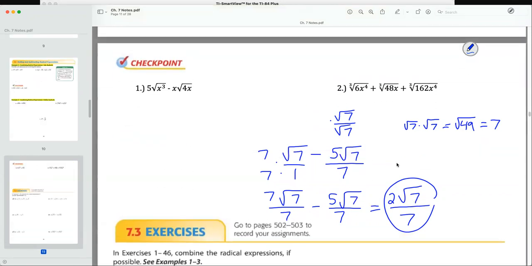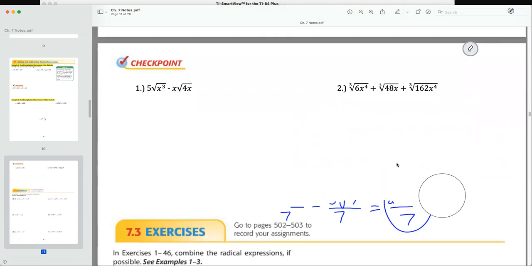Okay, looking at these two checkpoint questions, please pause the video and try them out.